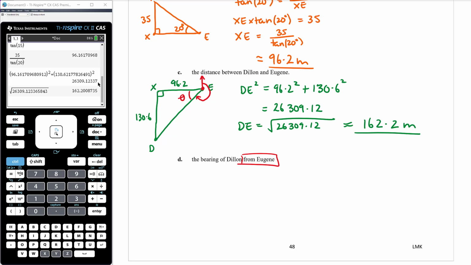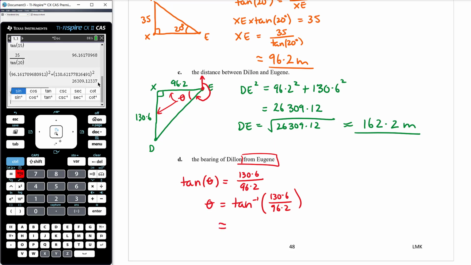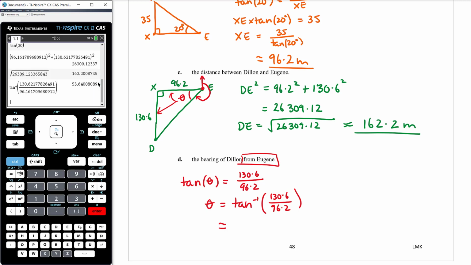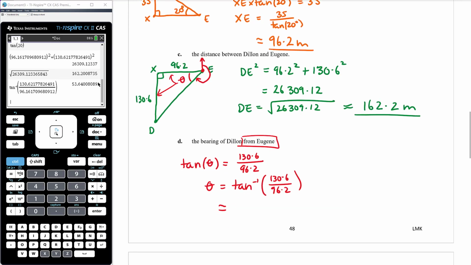Okay. So we're going to need tan. We've got opposite and adjacent, although we've also got hypotenuse now with this one, so you could use any of your trig ratios. I'm going to use tan. So tan of theta is opposite, which was the 130.6, over adjacent, which was the 96.2. So theta is inverse tan of 130.6 over 96.2. Let's work that out. Inverse tan of this one up here divided by this one here. Okay, and we find that that is 53.6 degrees.